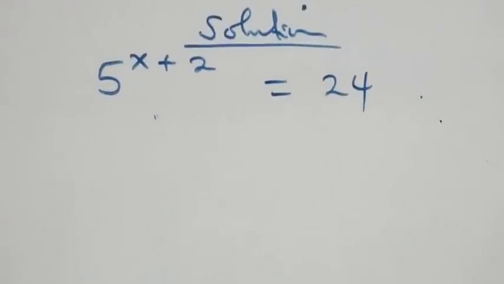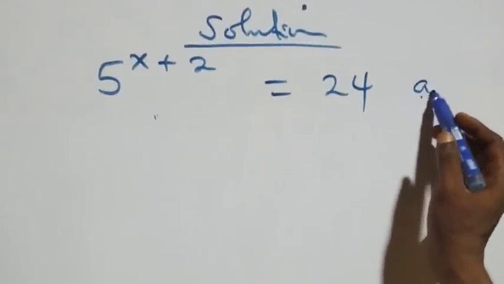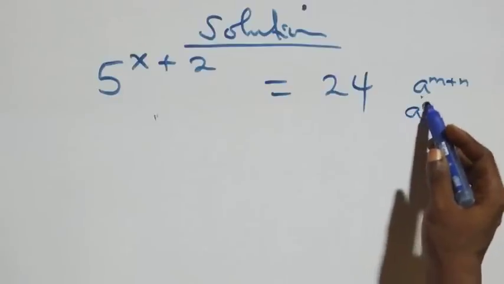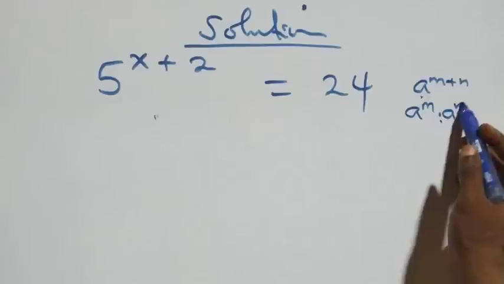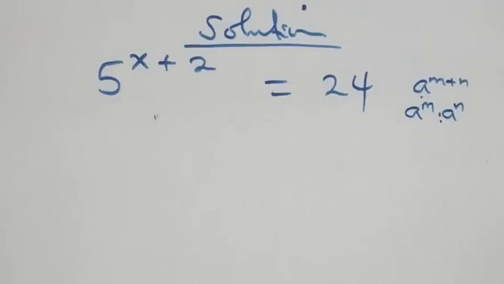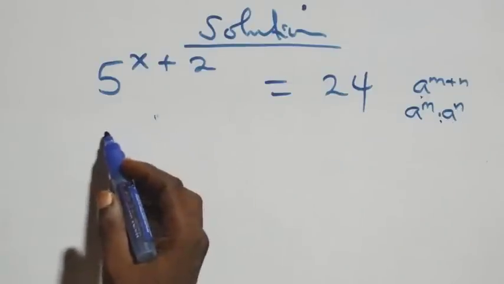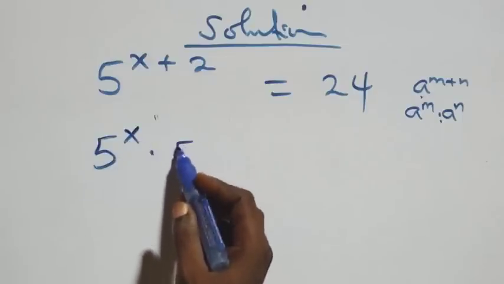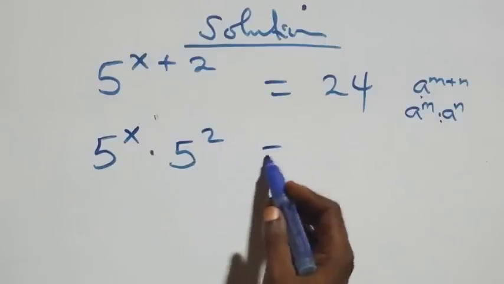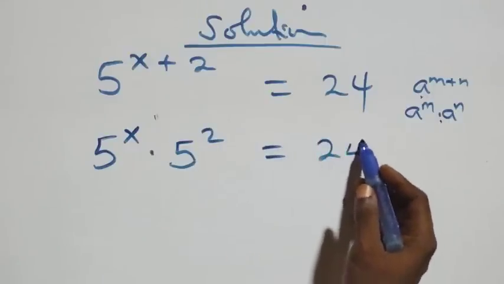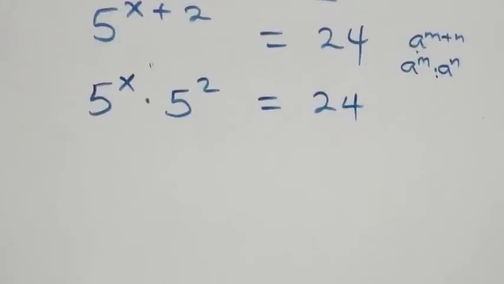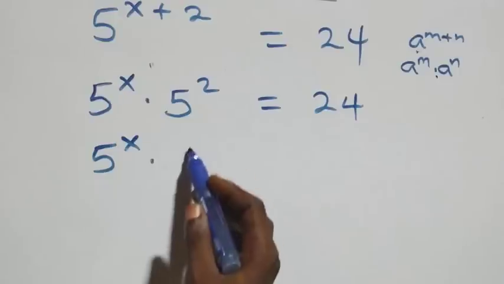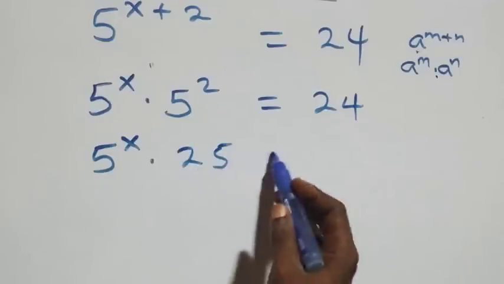From here, what we have follows: when we have a raised to power m plus n, it is the same thing as a raised to power m times a raised to power n. That is, this becomes 5 raised to power x times 5 squared equals 24. This is also the same thing as 5 raised to power x times 5 squared, that's 25, equals 24.